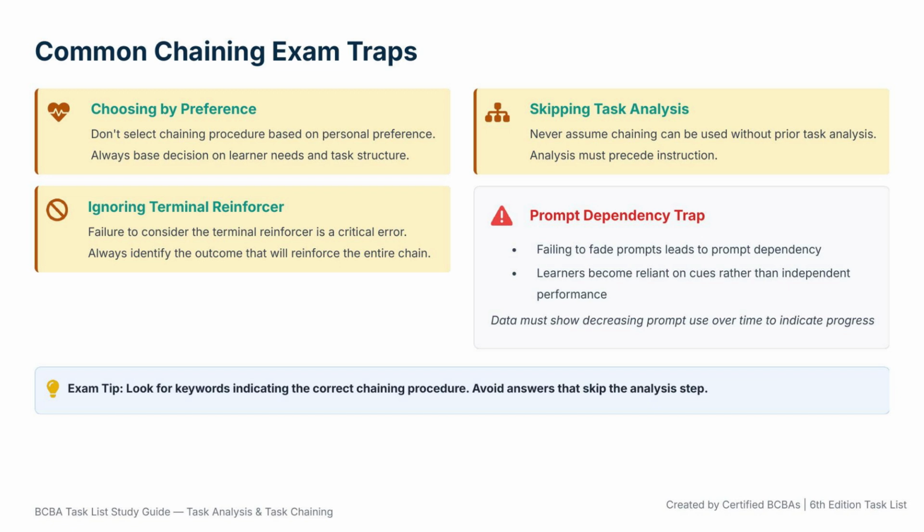Common traps include choosing procedures based on preference, ignoring the terminal reinforcer, and skipping task analysis. Prompt dependency is another frequent issue. Data must show systematic prompt fading. Never select chaining without first conducting a task analysis.